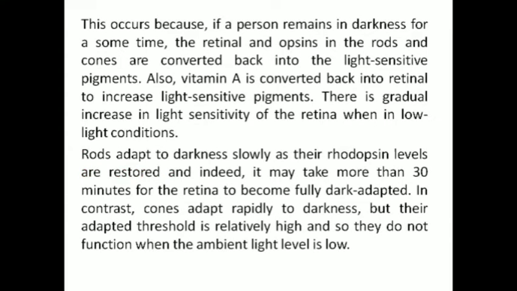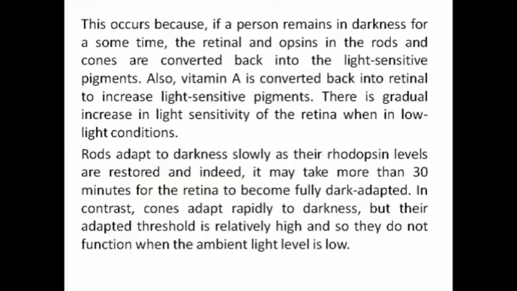This occurs because if a person remains in darkness for some time, the retinal and opsins in the rods and cones are converted back into light-sensitive pigments. Also, vitamin A is converted back into retinal to increase light-sensitive pigments. There is a gradual increase in light sensitivity of the retina when in low light conditions. So due to this, there is dark adaptation, mainly due to the rod cells.